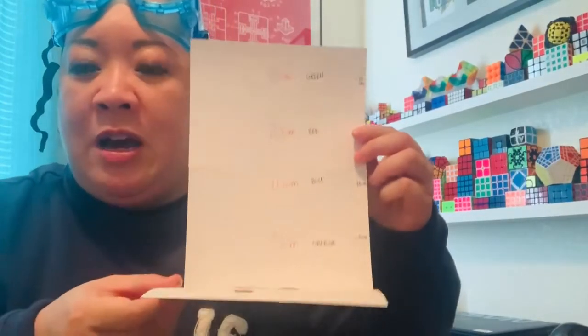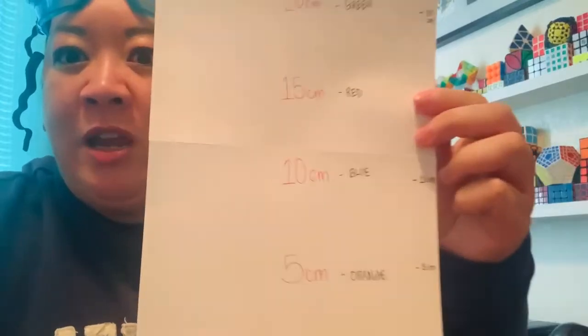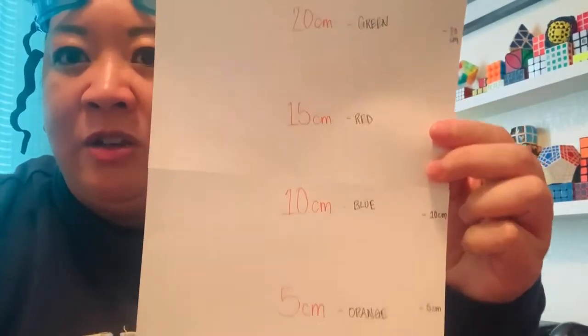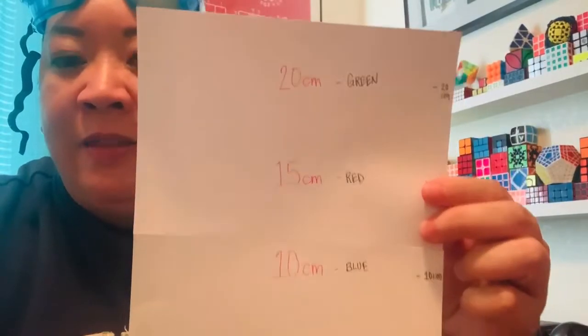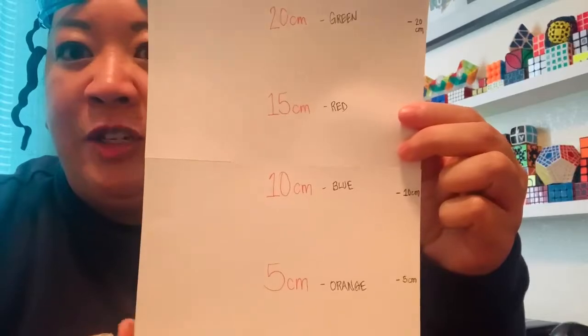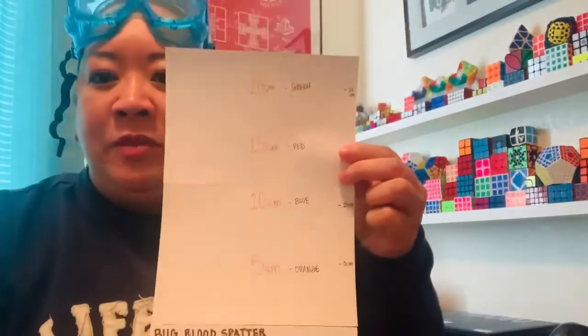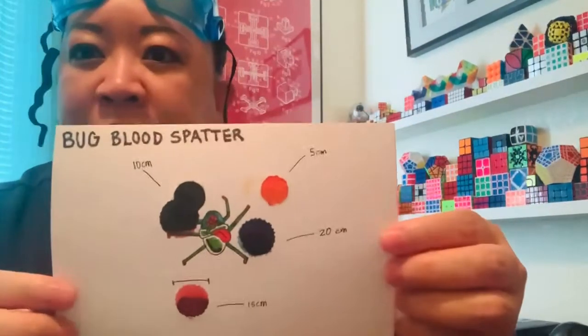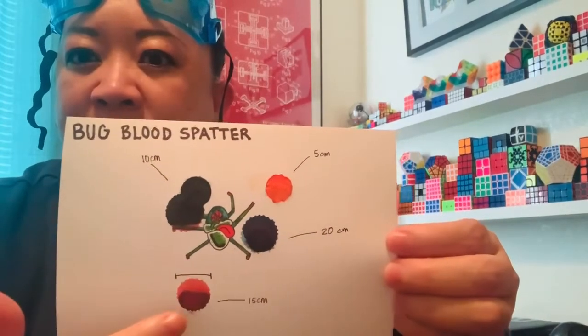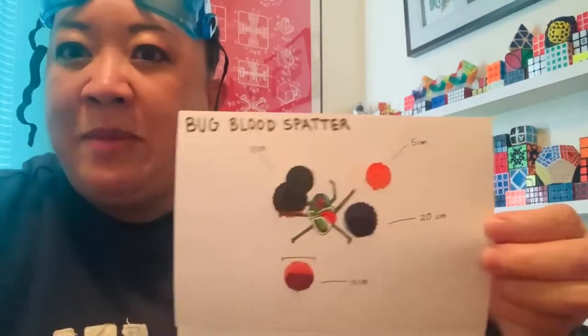But today we're going to keep it a little bit more friendly, and we're just going to do a chart like I did today. And I just measured centimeters and I just did fives. So I did all the way up to 20. And then I did mine using food coloring, so I did different colors. So I did orange, blue, red, and green. And then at the bottom, I do a little bug. So this is my blood spatter. And then for each color, I marked for the different measurements.